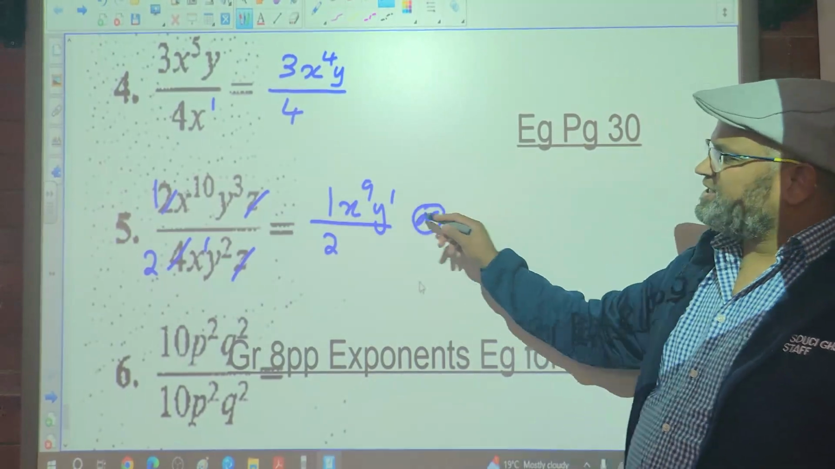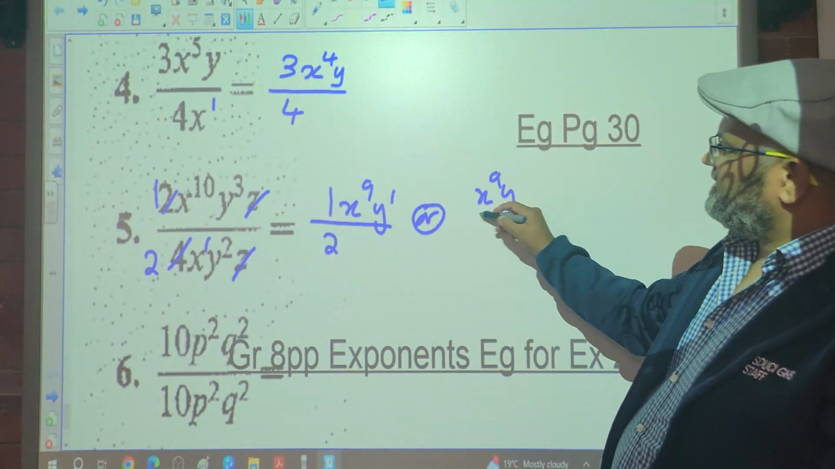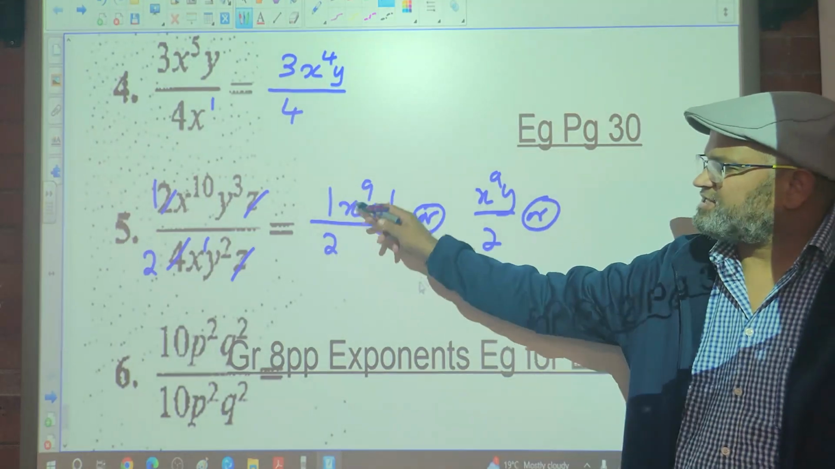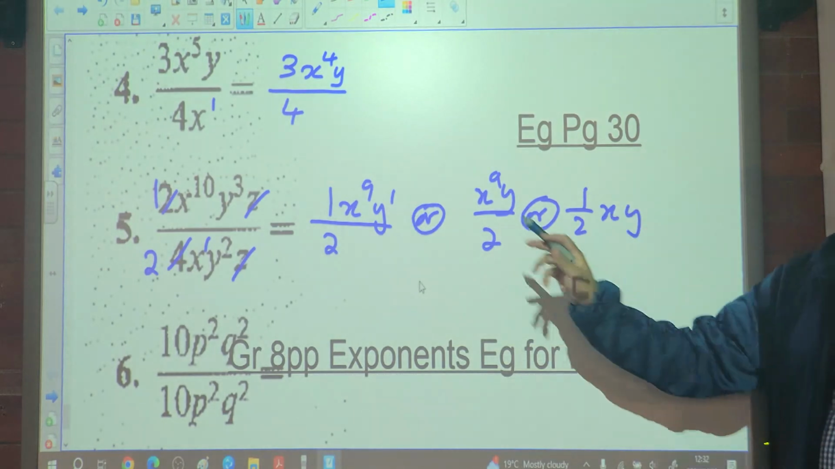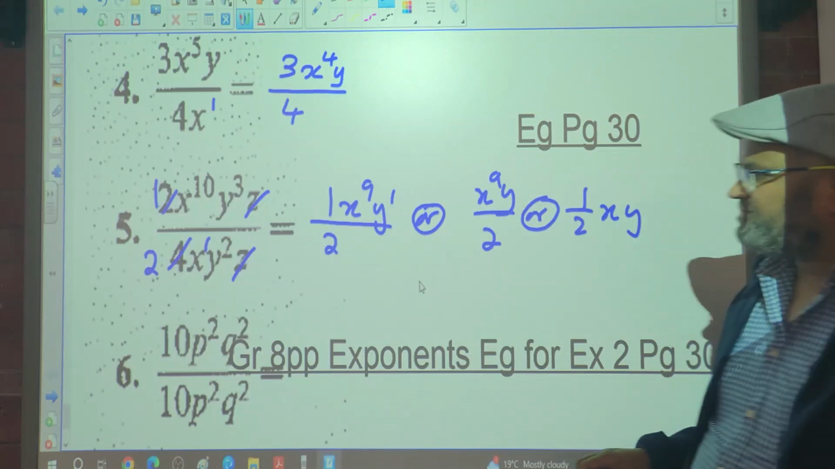This can also be written, without that 1 and that 1 there, as x to the 9 y over 2. Or I can write it as 1 over 2 x to the 9 y. All of that in the exam, you'll get the full mark for it. Okay?